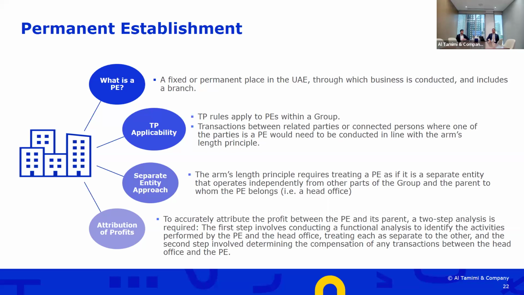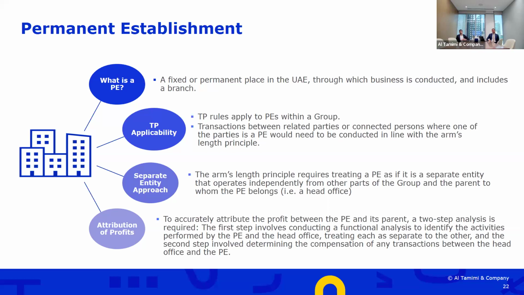For example, if a foreign company was to send employees to the UAE and those employees were to spend a significant amount of time and their activities exceed the threshold, and that creates a permanent establishment, then the profits attributable to the permanent establishment that arises as a result of the employees' presence in the UAE would need to be taxable, and because the services might be provided to the head office, that would need to be done on an arm's length basis.